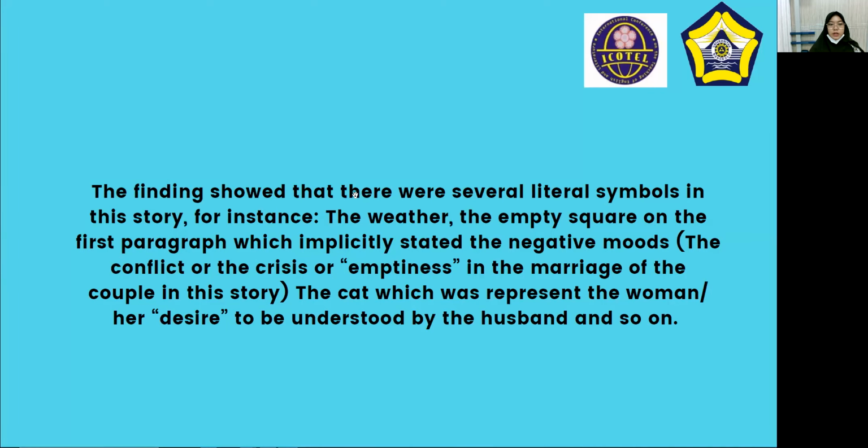In conclusion, the findings show that there were indeed several literal symbols in the story. For instance, the weather and the empty square in the first paragraph, which implicitly stated the negative mood or the conflict of the crisis of emptiness, and the cat, which represents a woman and her desire to be understood by her husband, and so on.